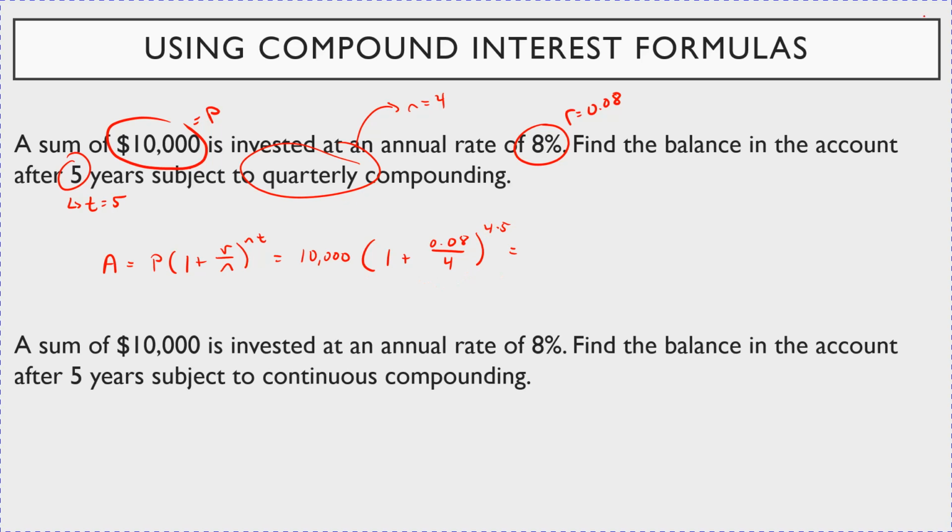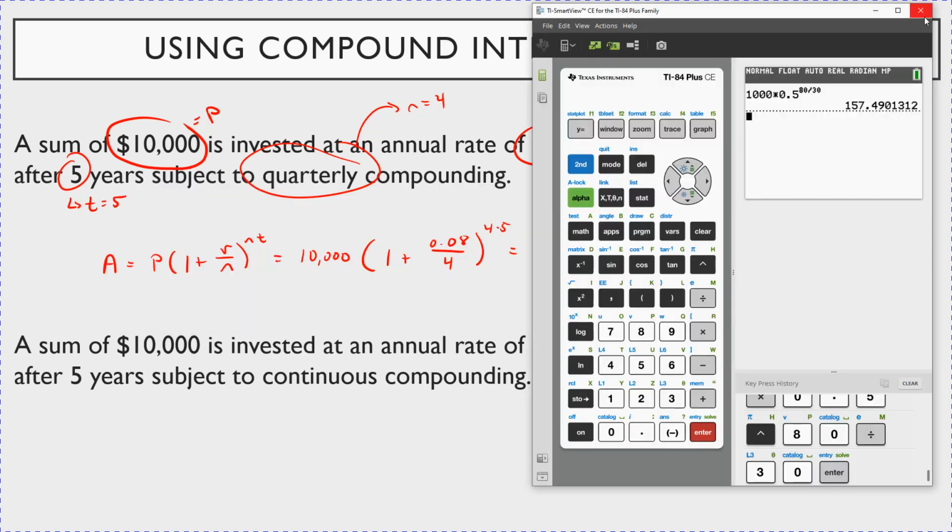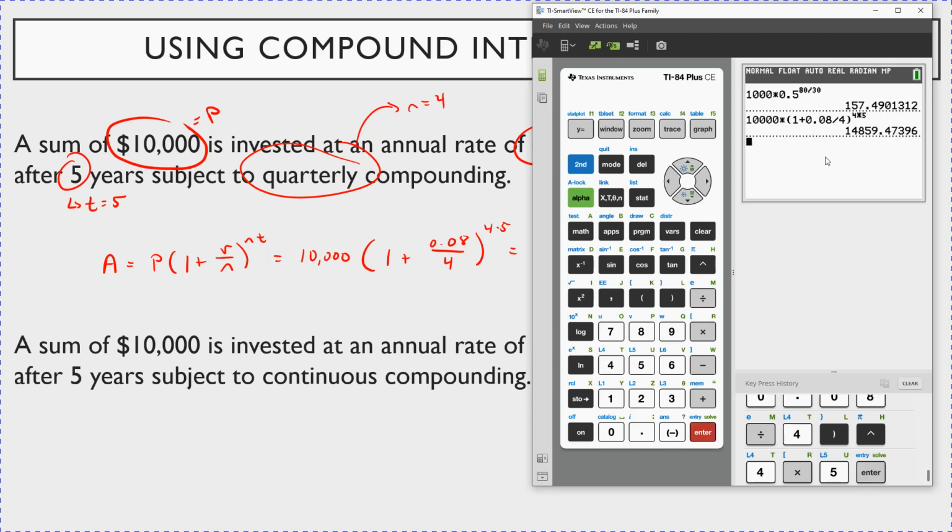So grab your calculator. Once you get it here, it's just a calculator problem. So 10,000 times, in parentheses, 1 plus 0.08 divided by 4, close the parentheses, raised to the 4 times 5 power. Not bad. Look at that. You're going to have roughly, and I'll round it to the nearest cent, $14,859.47.